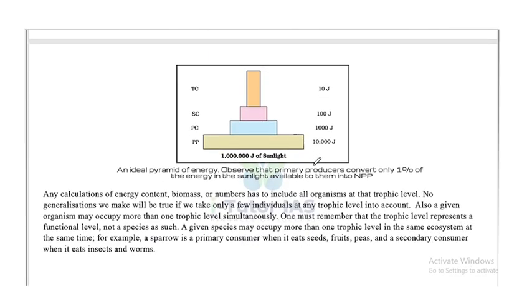Moving on, an ideal pyramid of energy. This is an ideal pyramid of energy. Observe that the primary producers convert only 1% of the energy in the sunlight available to them into net primary productivity. So this is the primary productivity of the primary producers. It takes up only 1% of the sunlight and only 10% is transferred to the next trophic level. So the energy is the least at the topmost trophic level.